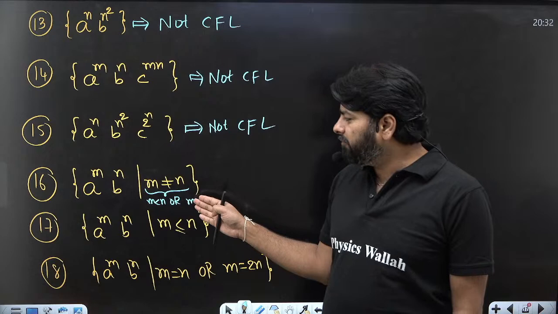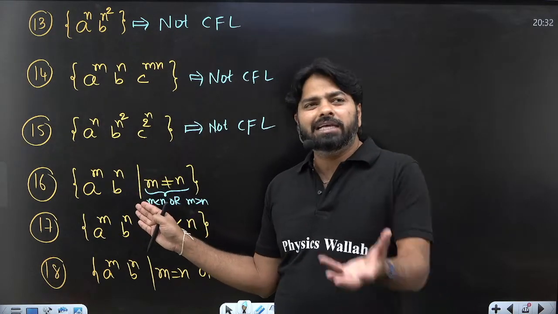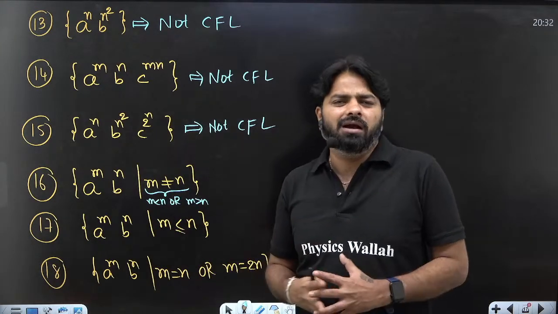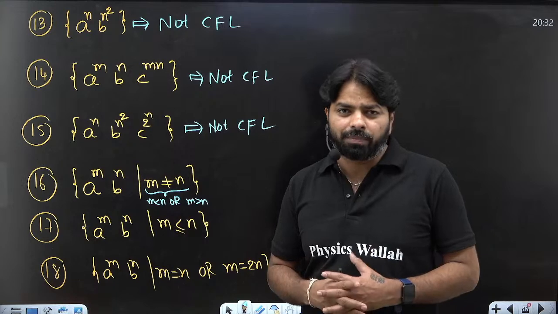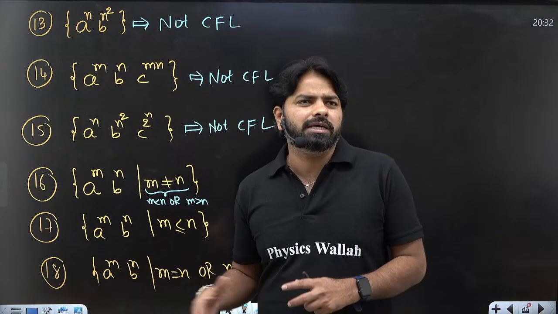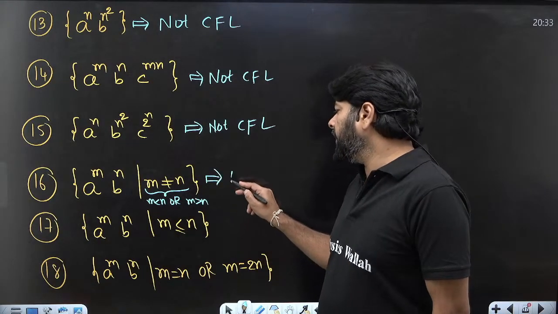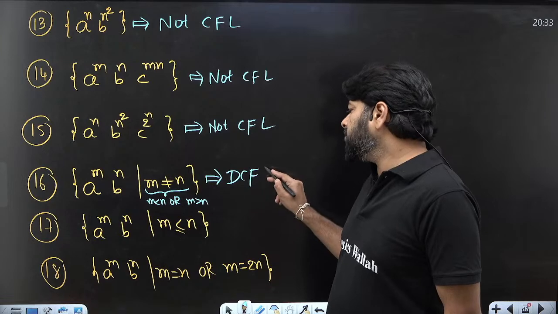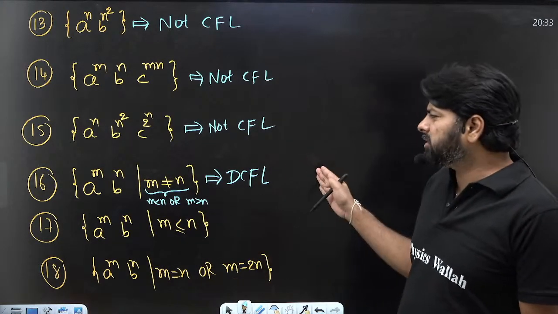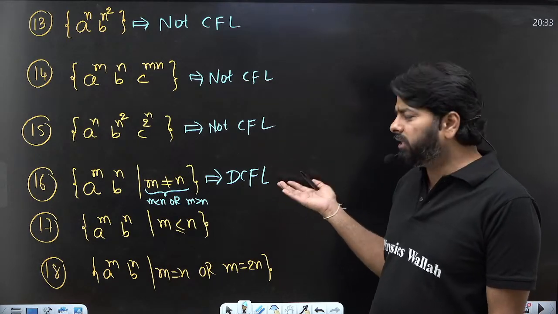And another one: if a's are greater than b's, then at the end of the input, a's will be left on the stack. So both cases can be handled without any non-deterministic stack operations. This is deterministic, so it is a deterministic context-free language, but it is not regular because you have some kind of dependency. DCFL is the best answer. No need to say CFL right now because you know it is CFL.